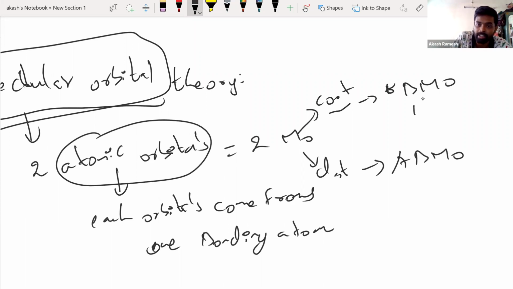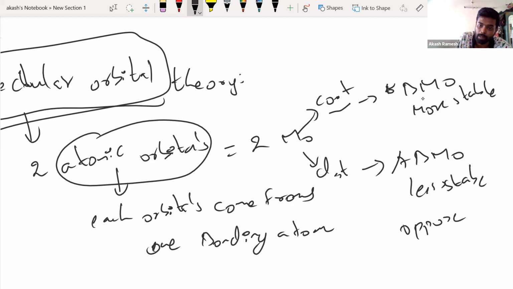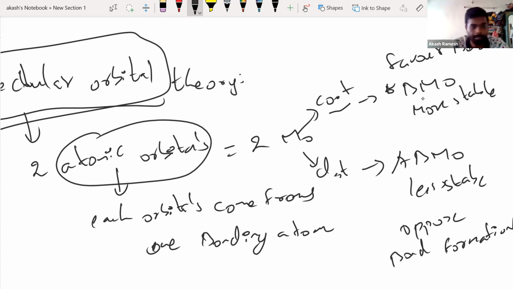So I told you these are more stable, right? These are less stable, right? So they oppose bond formation. The bonding ones favor bond formation, because they're more stable, right?